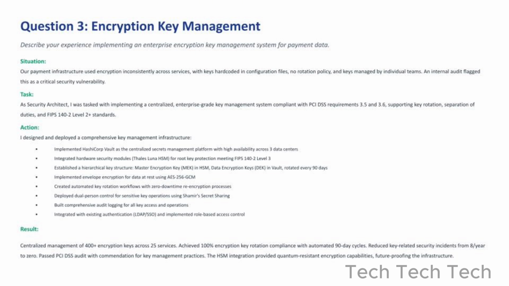Result: centralized management of 400 plus encryption keys across 25 services. Achieved 100% encryption key rotation compliance with automated 90-day cycles. Reduced key-related security incidents from 8 a year to 0. Passed PCI DSS audit with commendation for key management practices. The HSM integration provided quantum-resistant encryption capabilities, future-proofing the infrastructure.